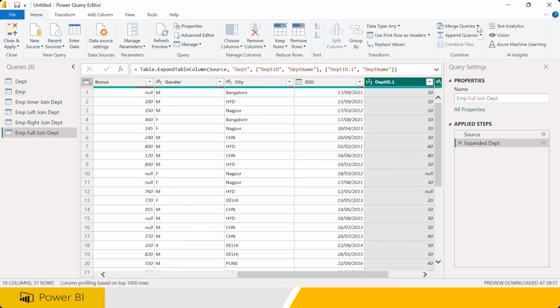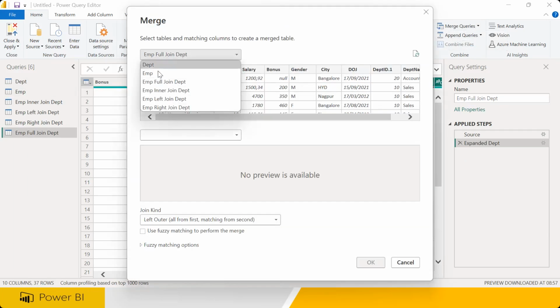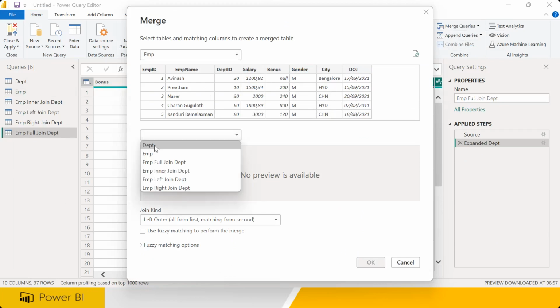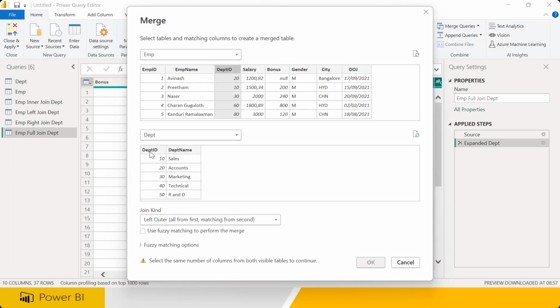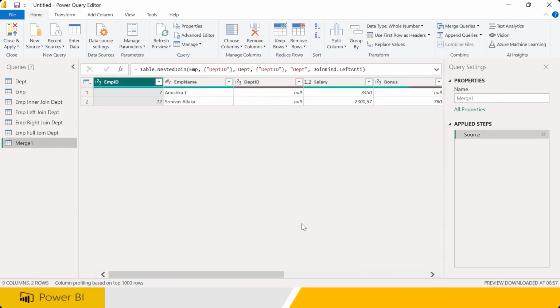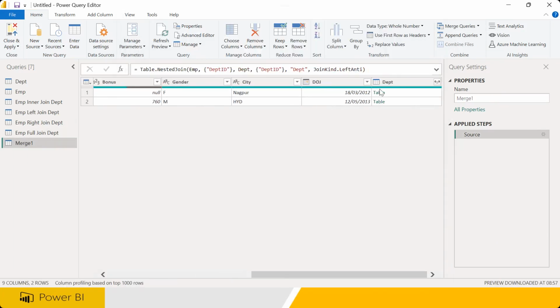But I want to get a pure left anti. That means I need to get only unmatched data from the left table. So you need to choose left anti, only unmatched data from the left table. That is the employee table, right? You try to see this is unmatched data with the employee left anti department. So unmatched data from the employee table.